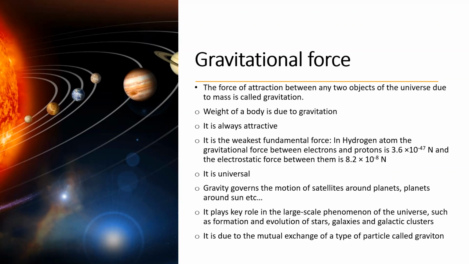We said that gravitational force acts between any two objects, right? But it is appreciable only if the masses are large. When the masses are very small, the electrostatic force is more dominant. Gravitational force is universal, meaning it acts between all objects in the universe. It has no peculiarity like acting only between charged particles. It acts between all particles.